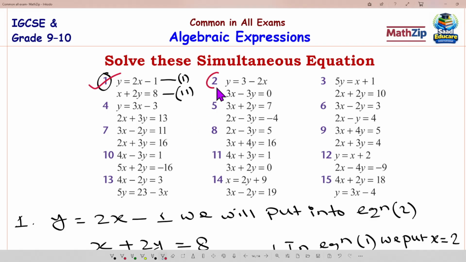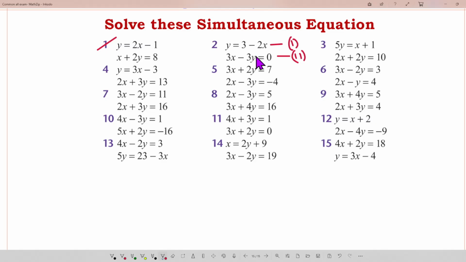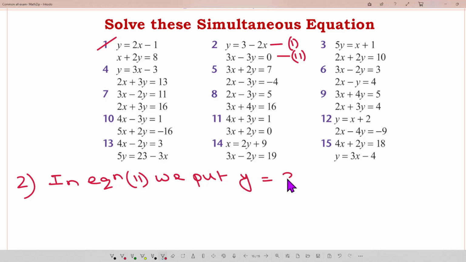Okay, so number 2. Same thing, y equals 3 minus 2x, we can label this one equation 1, and 3x minus 3y equals 0, this is equation 2. So we can substitute this y equals 3 minus 2x into equation 2. So we can write in equation 2 we put y equals 3 minus 2x, right?